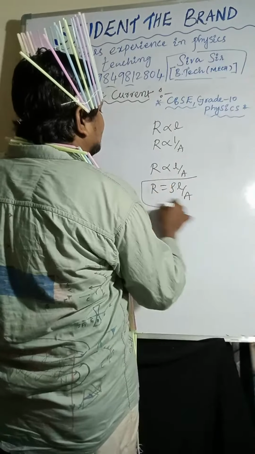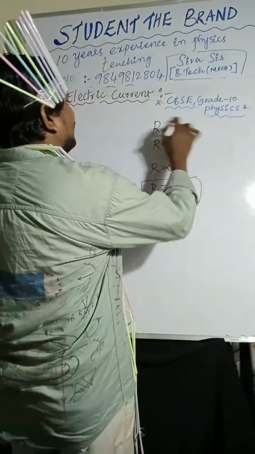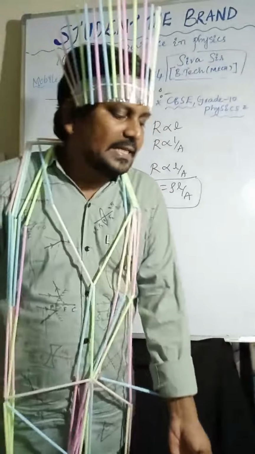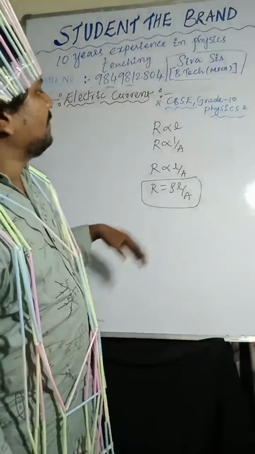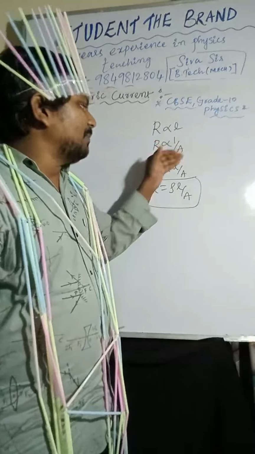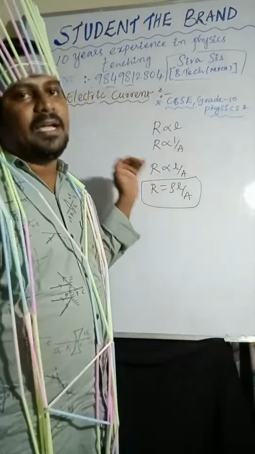So R is directly proportional to L. R is inversely proportional to area. R is directly proportional to L by A. R equal to rho into L by A. So that is, resistance is directly proportional to length of the conductor, and inversely proportional to area of the conductor.